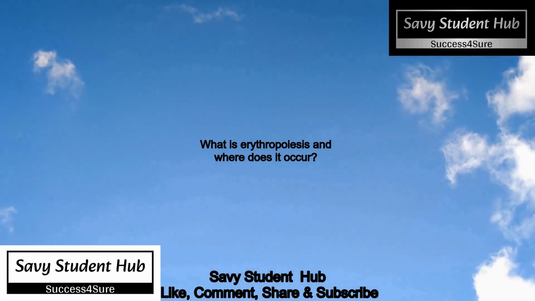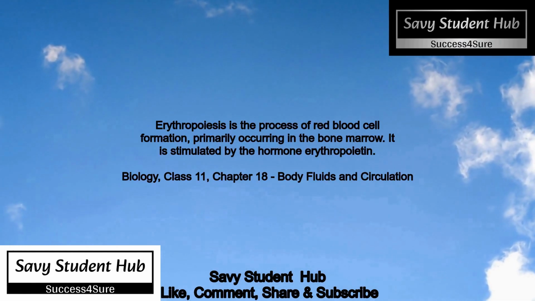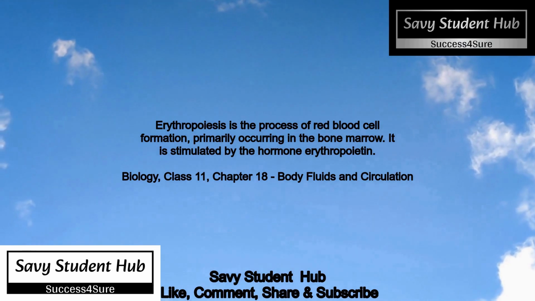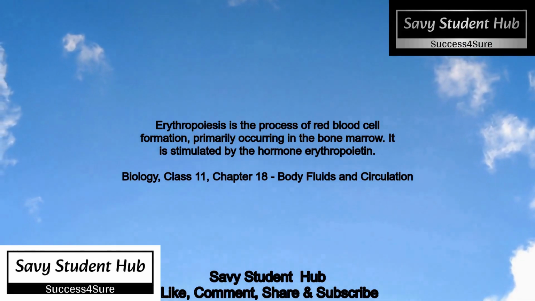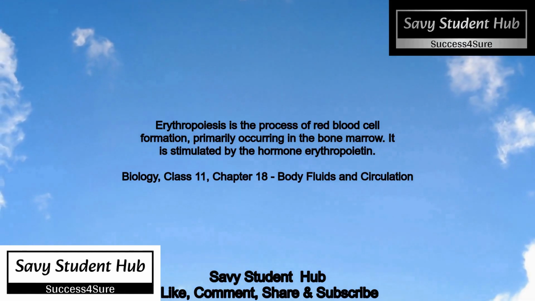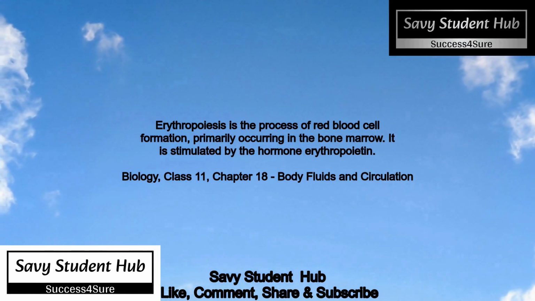What is erythropoiesis and where does it occur? Erythropoiesis is the process of red blood cell formation, primarily occurring in the bone marrow.